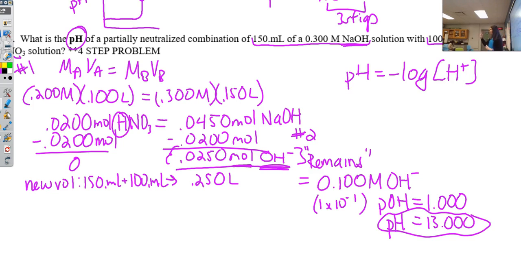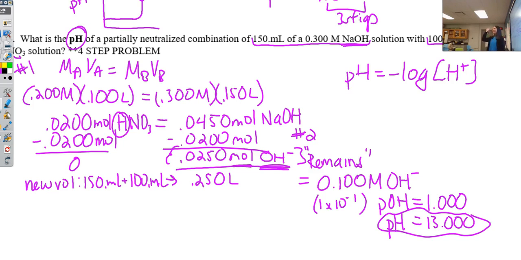Subtract. It's that easy. Okay, so we're going to repeat this. Step 1 again was what? MAVI equals MERVET to find moles. Step 2, subtract. Good. Step 3, divide by the new total volume. Divide by the total volume because what are you trying to find? Molarity. Now that you have molarity, step 4, negative log it because that's going to give you pH or pOH, depending. Okay, so those are your 4 steps.